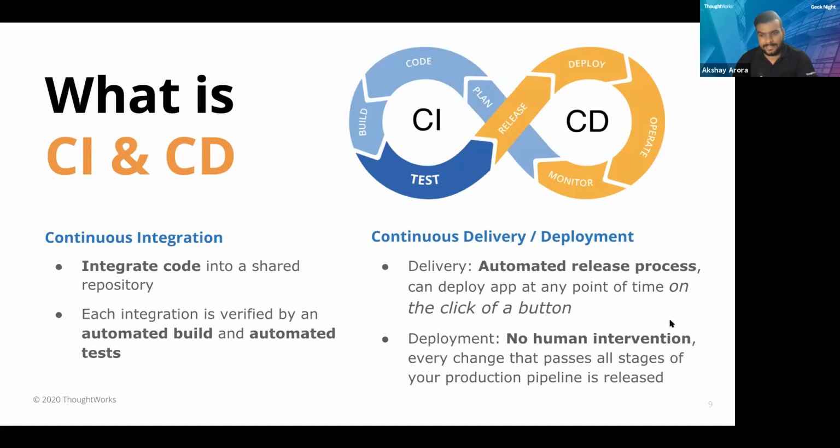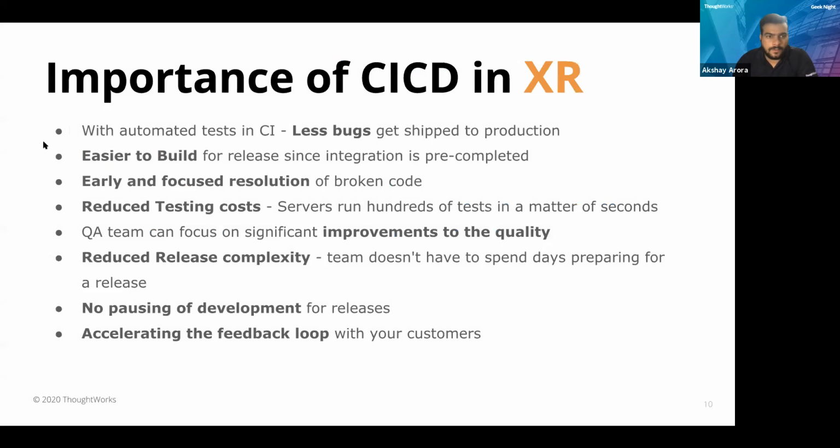So this is CI/CD. Can we move on to the next slide? Okay. Again, why CI/CD? How can it improve our things? So first of all, fewer bugs, because with automated tests in CI, you are already testing most of your code, as you are covering it in TDD, and then you are just running the automated tests before shipping to production. Second thing is, it is much easier to build for release since integration is pre-completed. So you don't need to wait for some day to integrate your code.